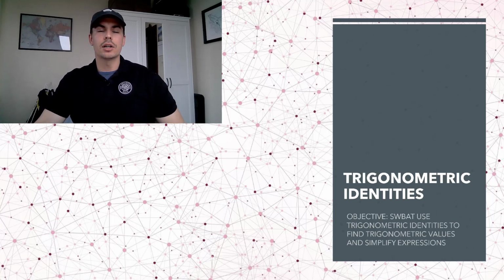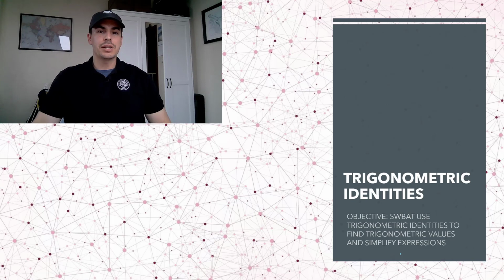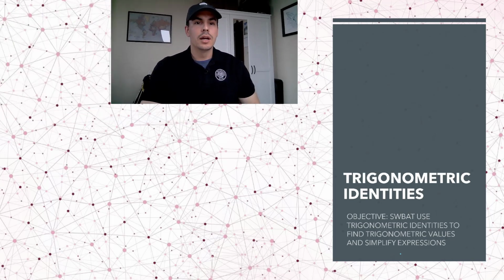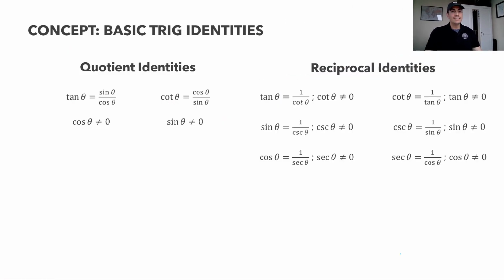We are starting our Trigonometric Identities unit, and we're going to start that off with some basic trig identities. We're going to be able to use our basic trig identities in order to find some trig values and simplify some expressions. So let's hop right into our concepts, which are our identities.